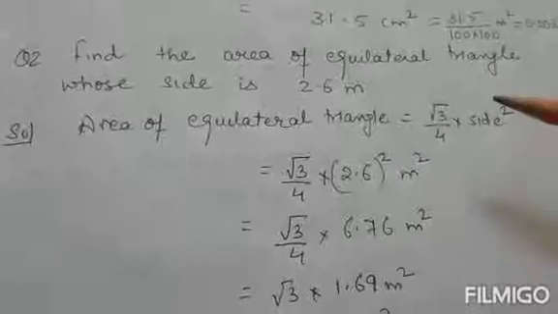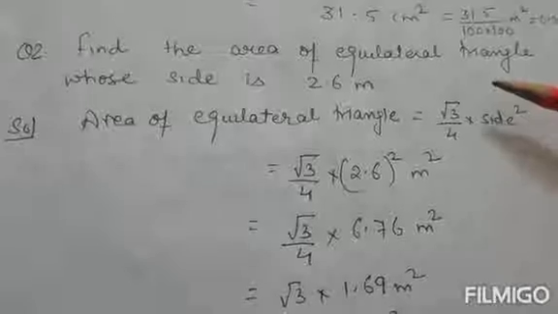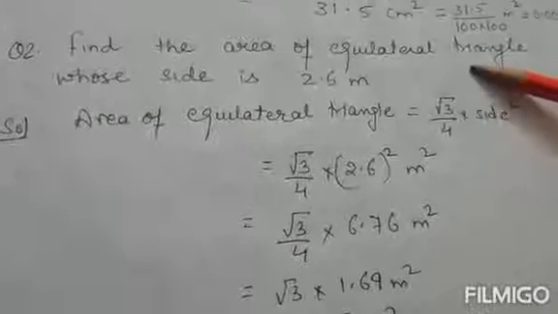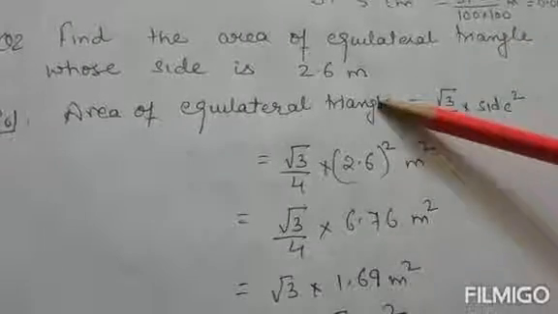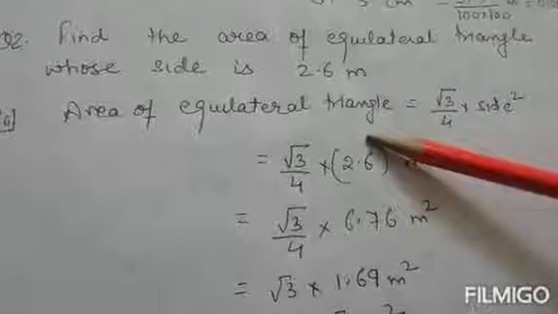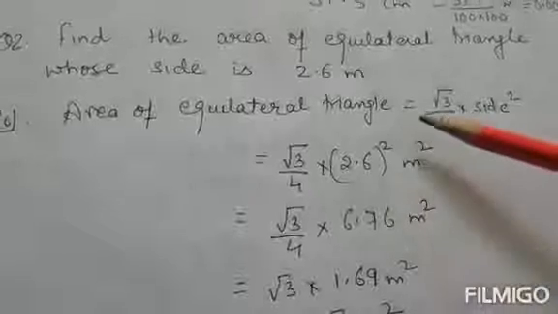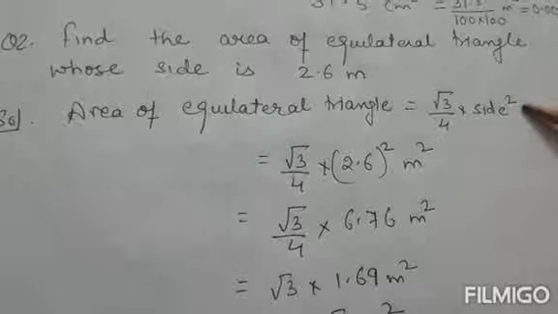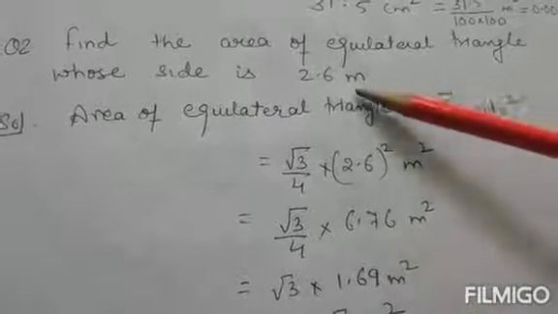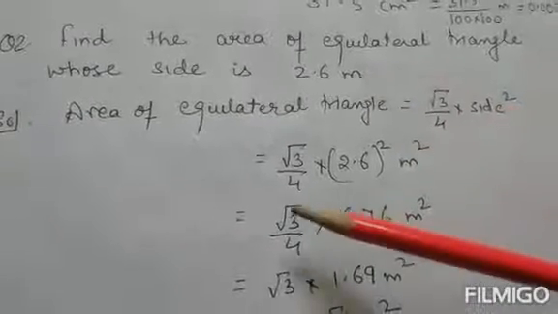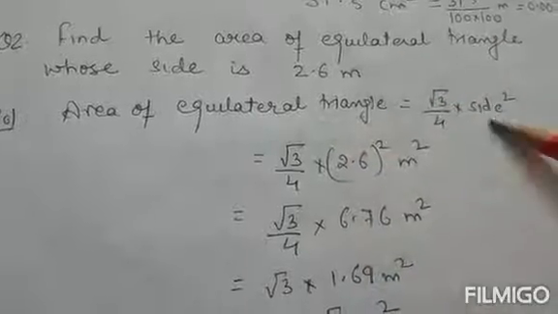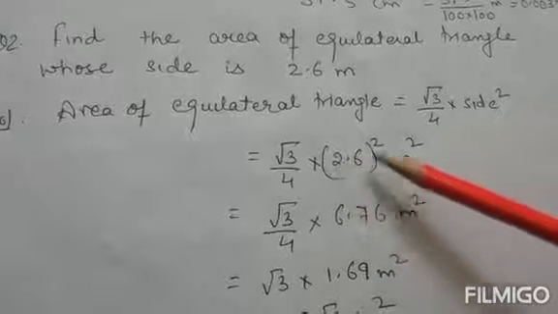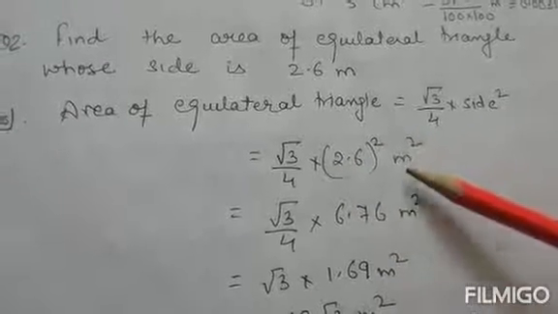Next question. Find the area of equilateral triangle whose side is 2.6 meter. So students, we are given only the side of equilateral triangle. So we are going to pick the formula of area of equilateral triangle, which is equal to root 3 upon 4 multiply side square. So side is 2.6 meter. So you substitute the value of side here. You will get root 3 upon 4 multiply 2.6 square meter square.